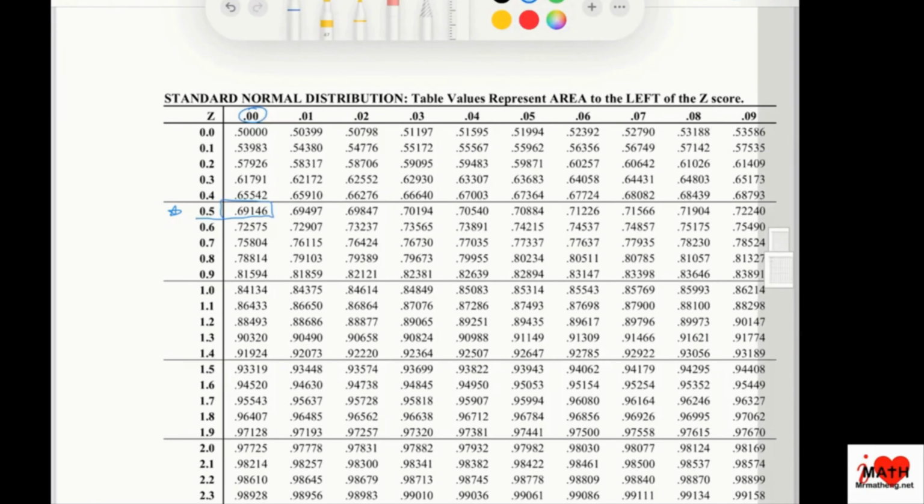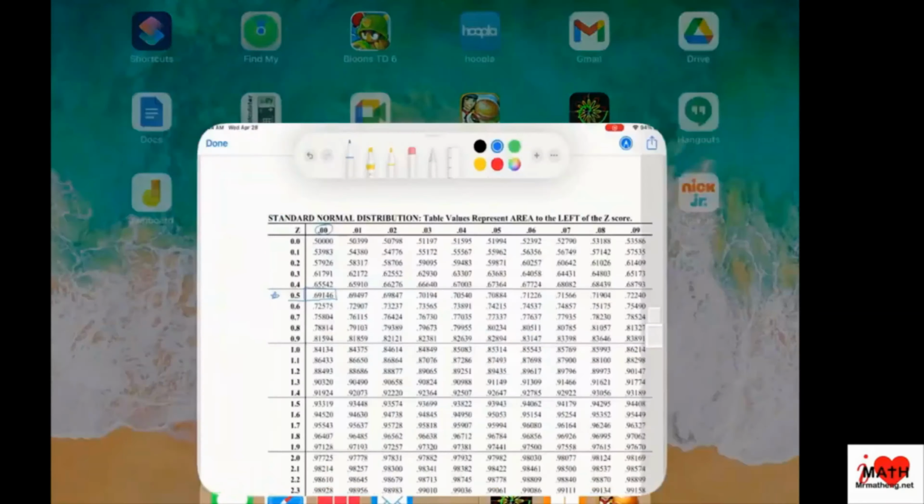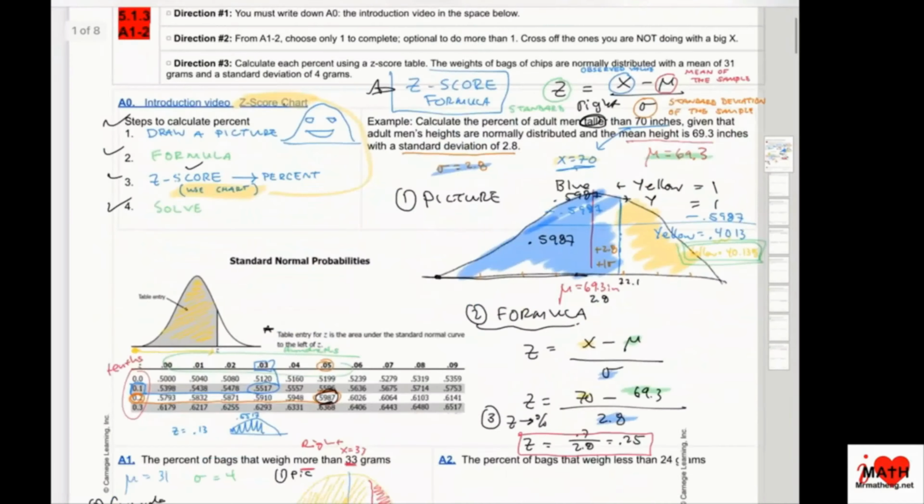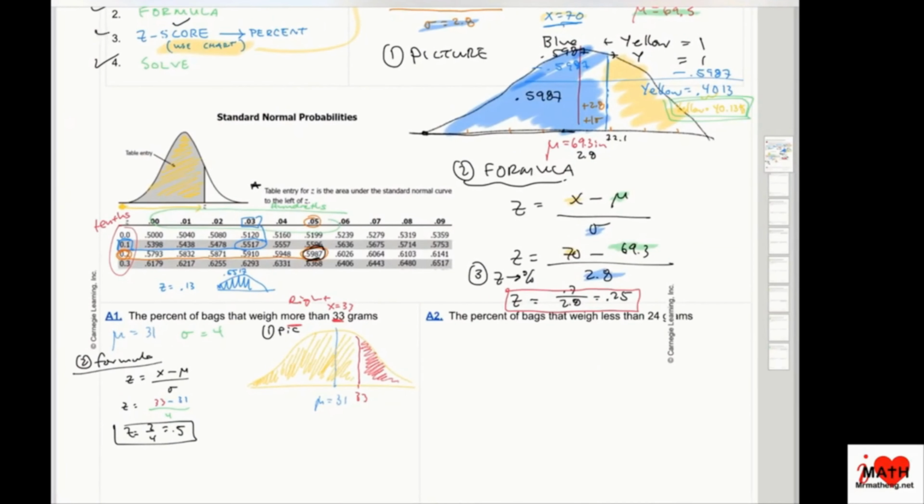So you can write down those numbers: 69146. Okay.